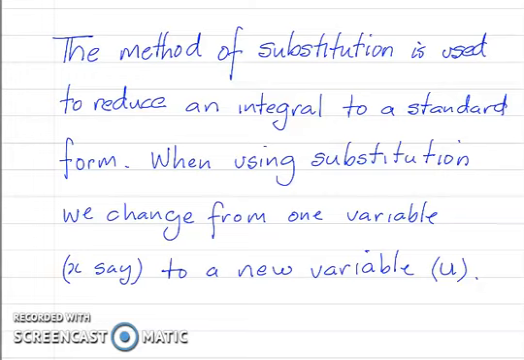Now, when using substitution, we change from one variable, say x, to a new variable, u. So literally, whenever we use the method of substitution, let us say we get a function in x to integrate. When we do a substitution, we literally change this function in x to a function in u that we readily know how to integrate. All right, let us see this in action.